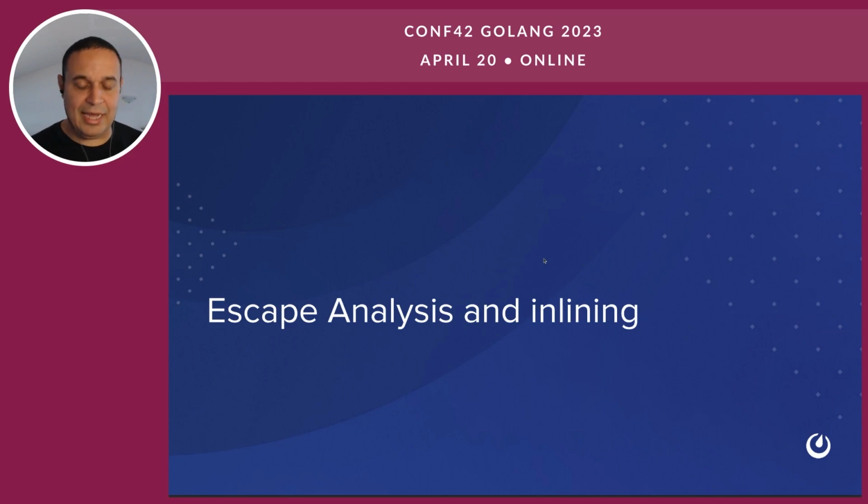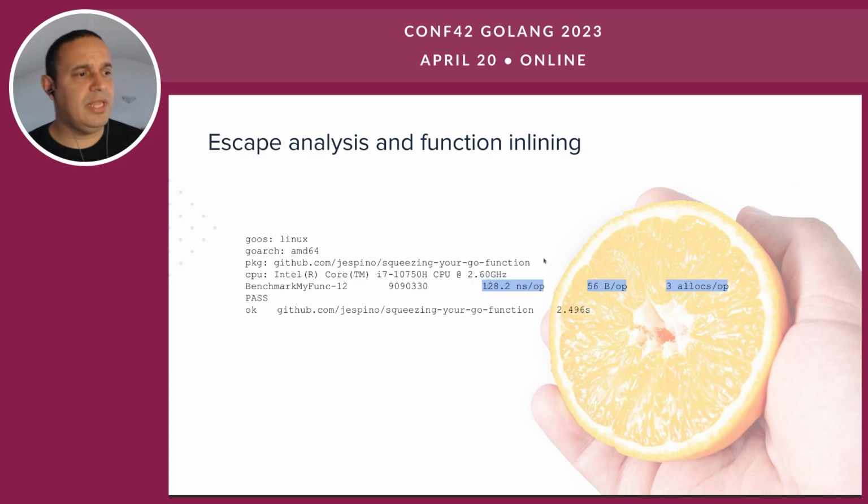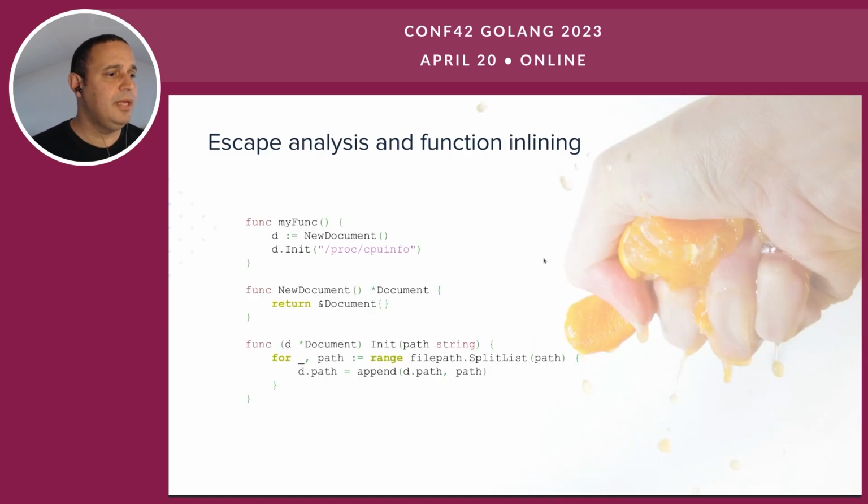If you combine escape analysis and inlining, you get something very interesting. For example, here we have a document that has a path, and I have a function that creates a new document with that path. The new document function just creates the document, does certain stuff, and returns the pointer to the document. Easy peasy, right? If I run that, I get 3 allocations in this function. That sounds fine. But if I change that, I say, okay, now I create a new document, and then I call an init function. The new document is a super simple function with almost 0 complexity. It's just returning a new pointer with an empty version of the document, and then I have an init function, and that init function is going to take care of the initialization.